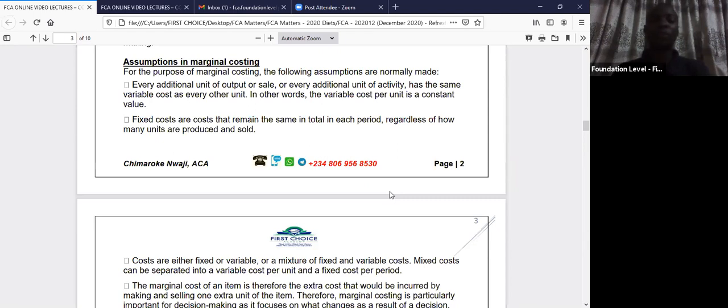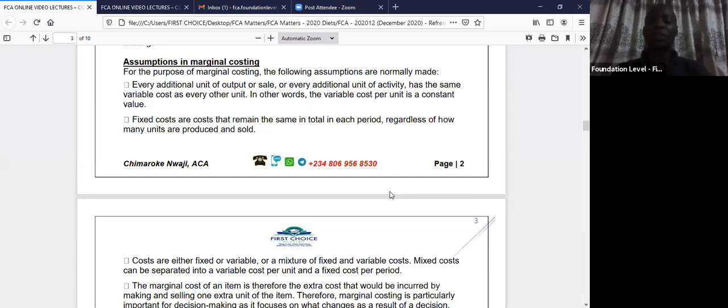Second assumption, fixed costs remain the same in total terms, irrespective of how many units you produce. Let me use the example of a Zoom class here. Let's assume we use 10,000 naira to purchase a Zoom license. Now that's a fixed cost.